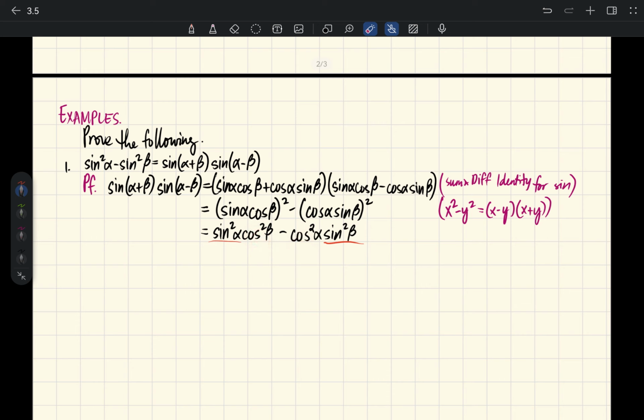And maybe this is what we can do. Let's try and write this one as 1 minus sine squared alpha.